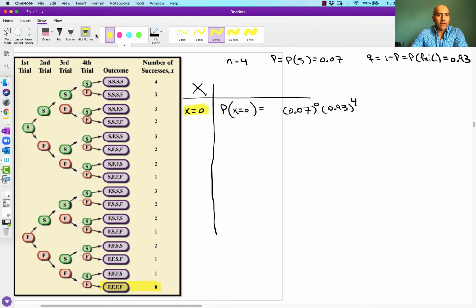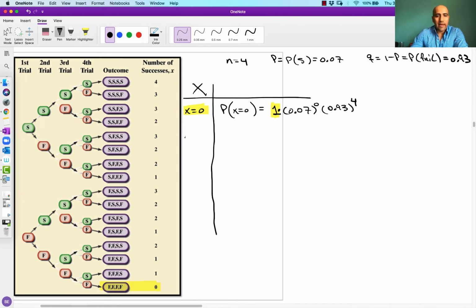And so that's why we have to have a 1 out in front. 1 times that. Good, because there's only one way that can happen. 0 successes, that means all fails. Okay, so then we move on to the next one.